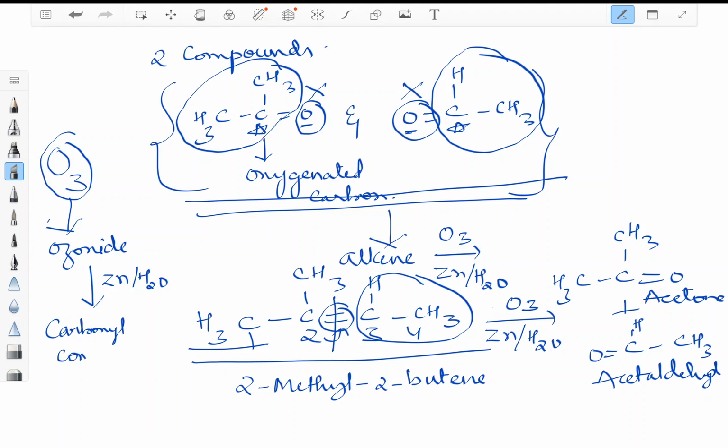What is the use of the compound formed after ozonolysis? If we join the oxygenated carbon as we have done here, we'll get to know what the parent alkene is, or the structure of the alkene which was subjected to ozonolysis.